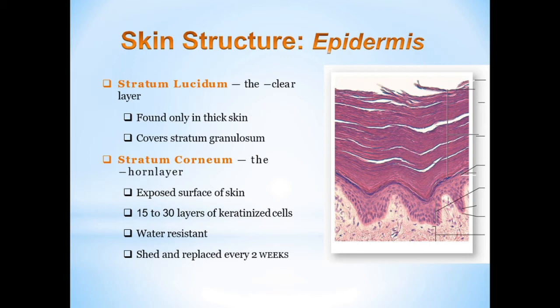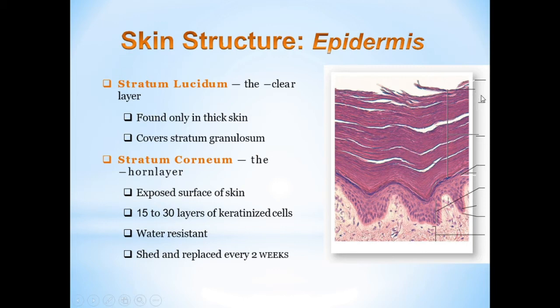This stratum lucidum is absent in the thin skin, and hence there are four layers or four strata in the thin skin, and because of the presence of this stratum lucidum, there are five strata in the thick skin, for example in the palm region and sole regions. Above that there is presence of the stratum corneum.